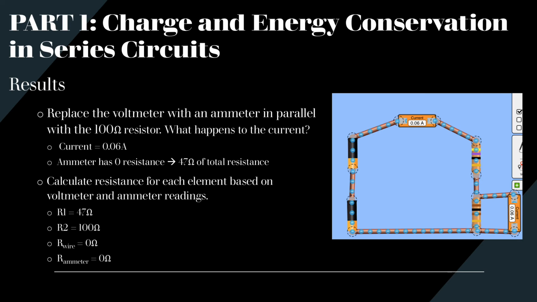Based on my potential difference measurements as well as my ammeter readings, I calculated the resistance of each element. Like predicted, the first resistor had a resistance of 47 ohms, while the second resistor had a resistance of 100 ohms. The wire is 0 and the ammeter additionally 0 ohms.